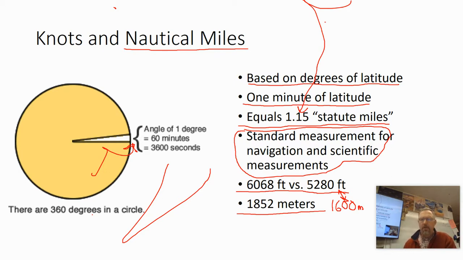The sailors, these are guys sailing with sails, the Chinese and the Europeans, could chart their course using a big rope with knots in it. They would throw out this weighted device, and it would zip out the rope, and as the rope went by, they counted the knots in the rope, and that's where all these terms came from.